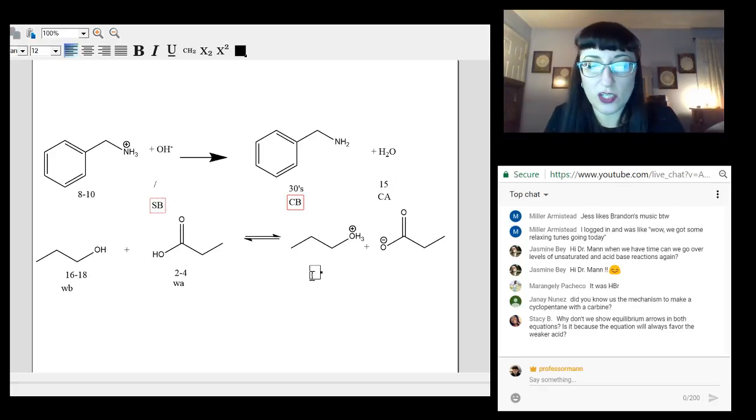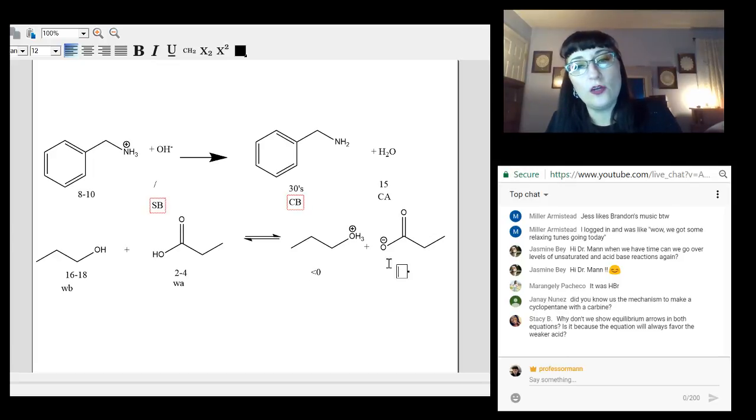And so on the other side of the equation, you would have basically protonated alcohol, so an oxygen with a positive charge on it. We talked about how the pKa of those would be less than 0, so a strong acid. And then here, we don't have a hydrogen left on there at all, so it's not going to have a pKa. So this would be our conjugate base.